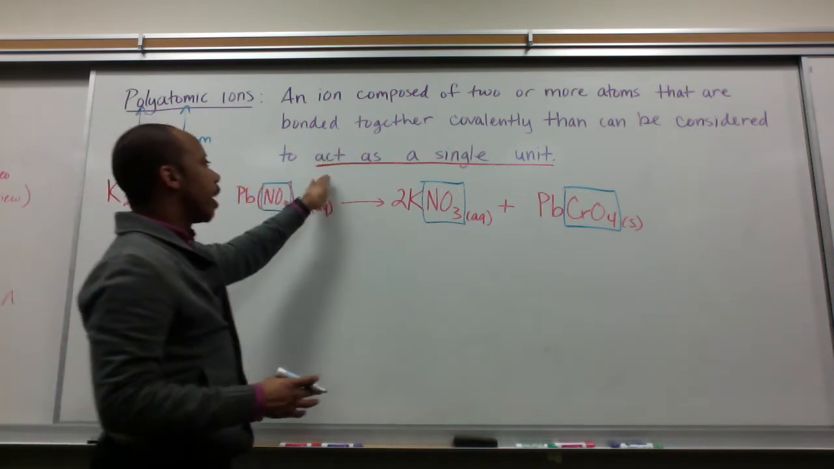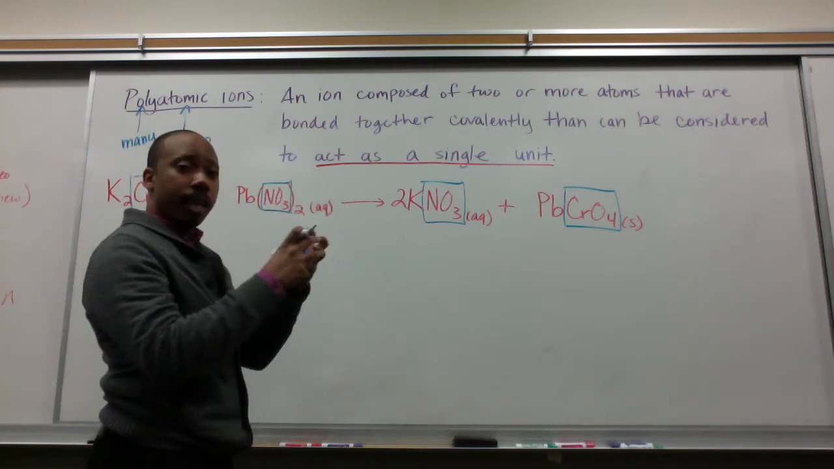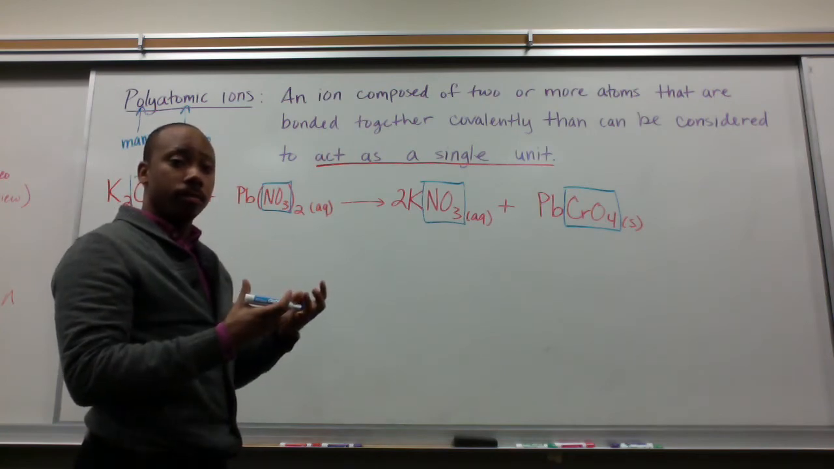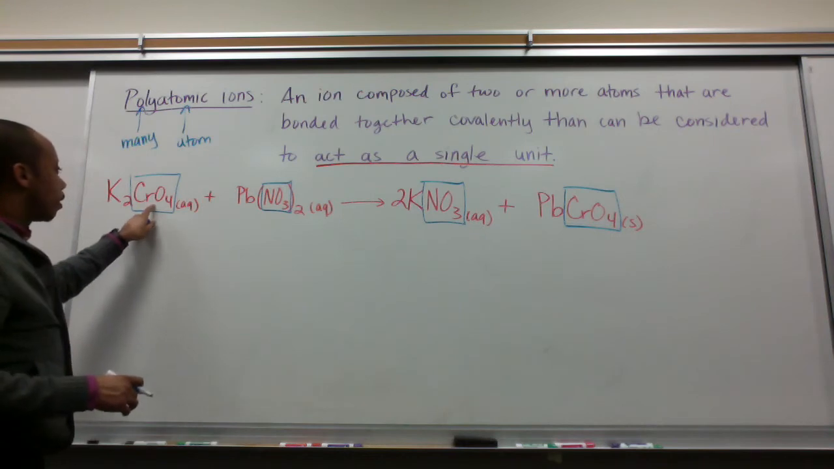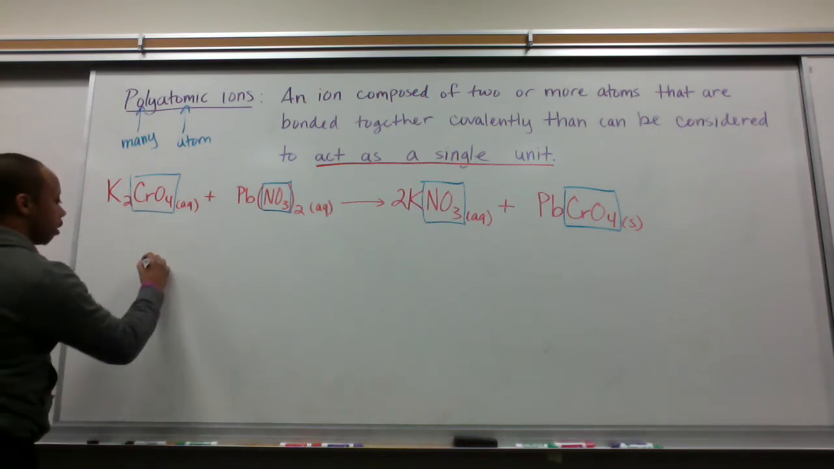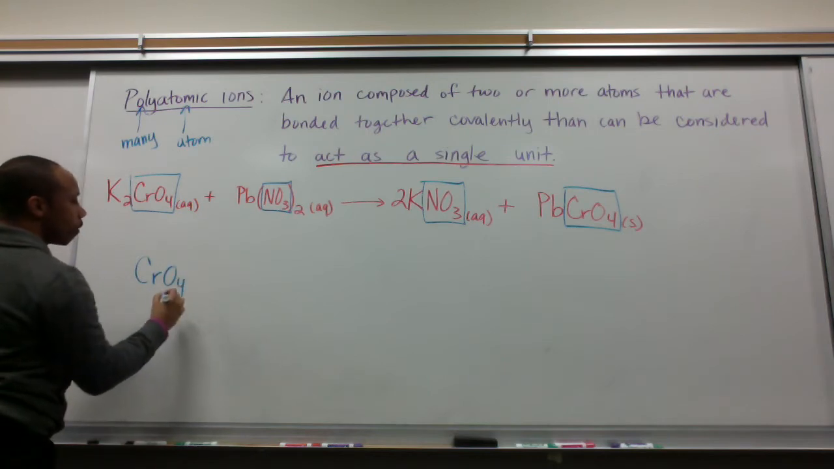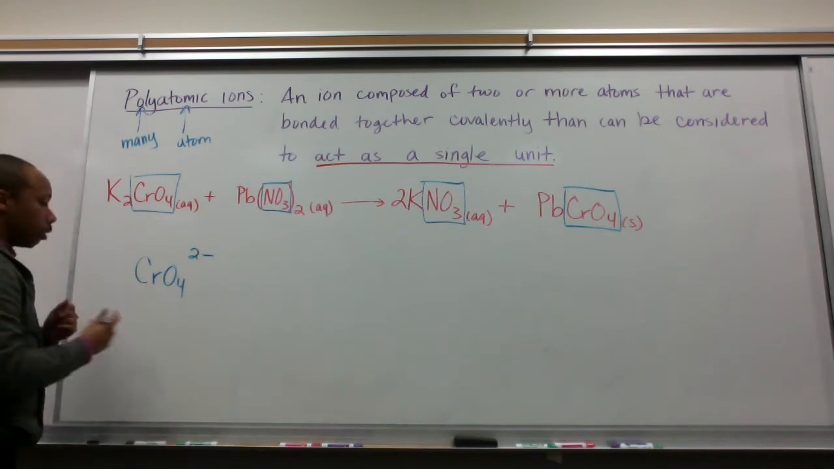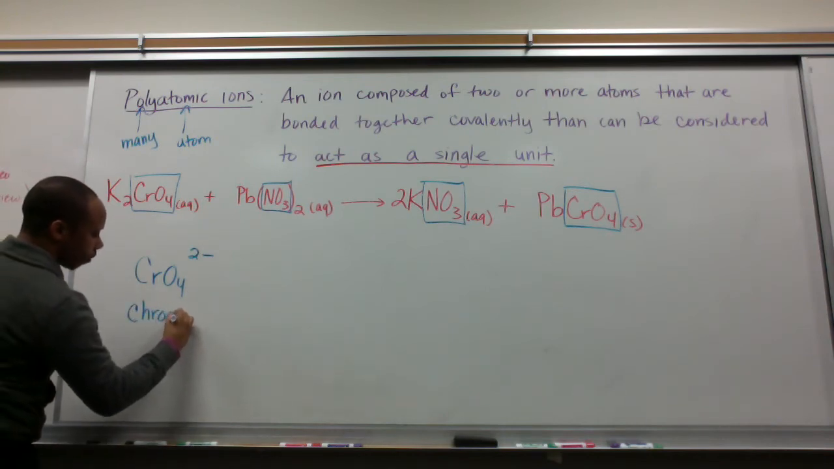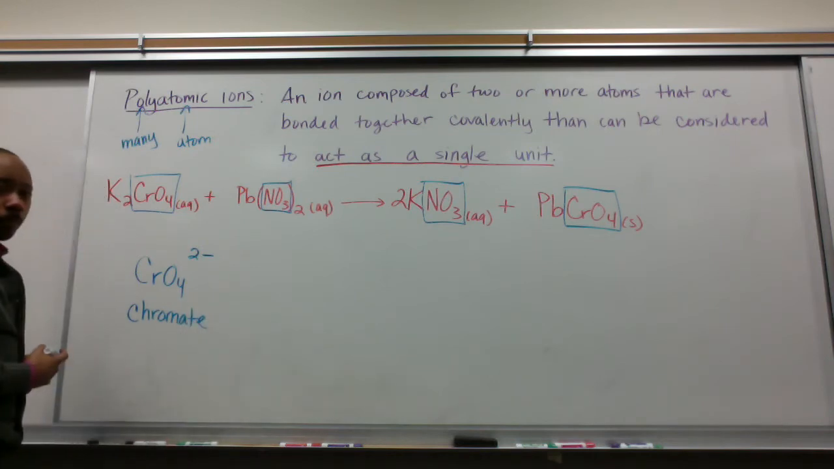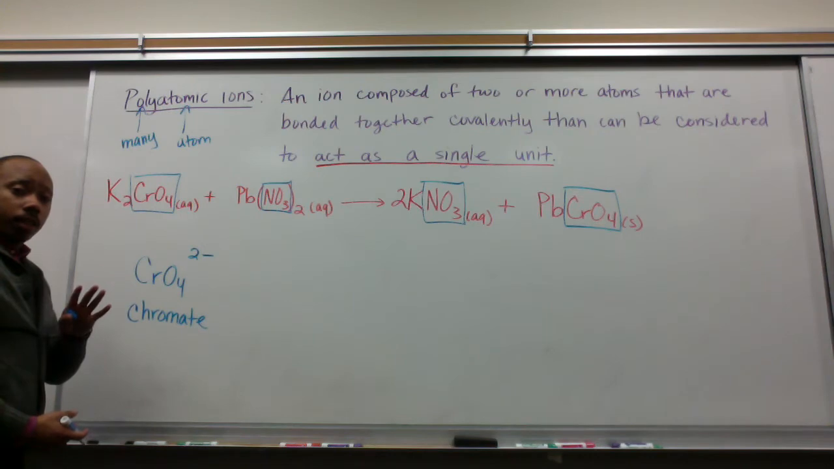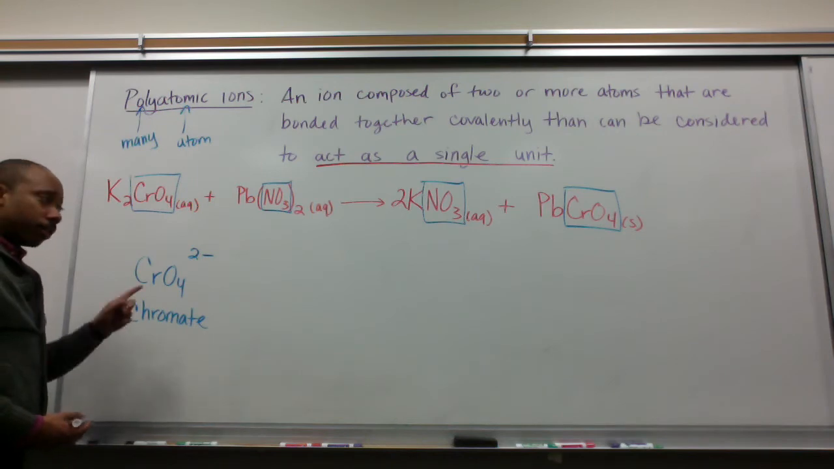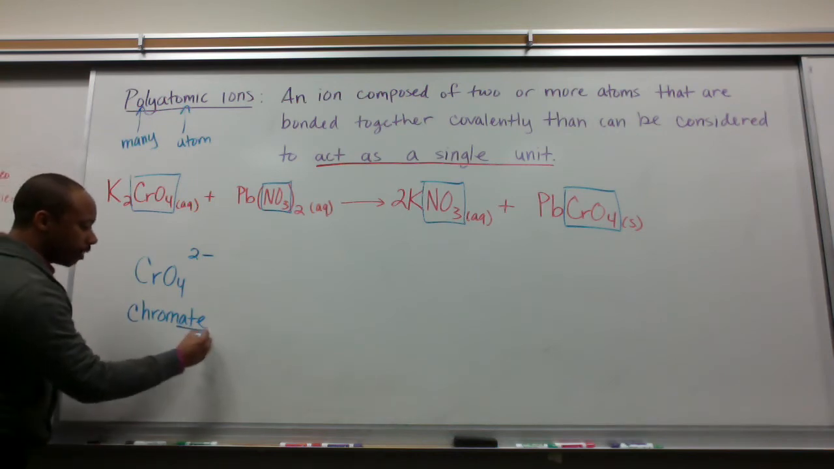Most important part is here at the end. It's an ion. It's a bunch of atoms bonded together, and those atoms together act as one single unit with a charge. For example, chromate here is this, CrO4, and this whole thing has a charge of 2 minus. This is known as chromate. When we talked about ions a few sections ago, we named them using an IDE ending. Polyatomic ions, most of them are named with an ATE ending.